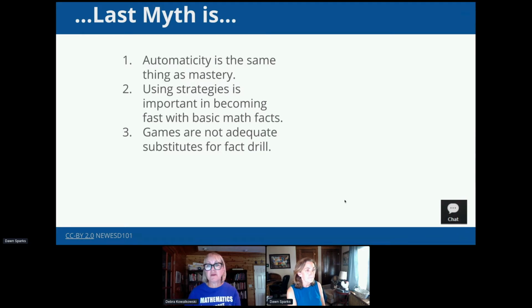Okay, last myth. Number 1, automaticity is the same thing as mastery. Or number 2, using strategies is important in becoming fast with basic math facts. Or number 3, games are not adequate substitutes for fact drill. Take about 10 seconds. I'll invite you to enter. What's the last myth? Go ahead and enter.